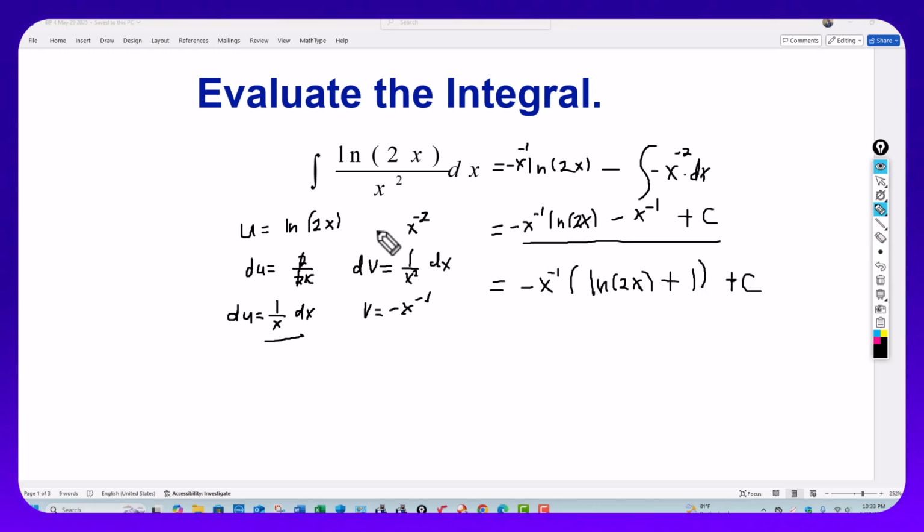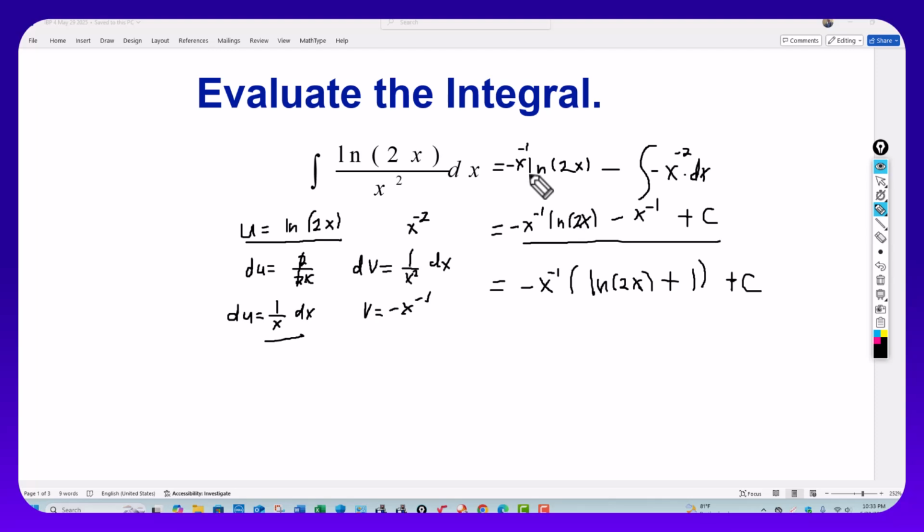So quick review here with integration by parts. From the integral, you pick something you can differentiate. Natural log is more difficult to integrate than differentiate. So u is equal to ln of 2x. Your dv is something you can integrate easily. So dv is 1 over x squared. From that you find v, and then you can finish the problem.